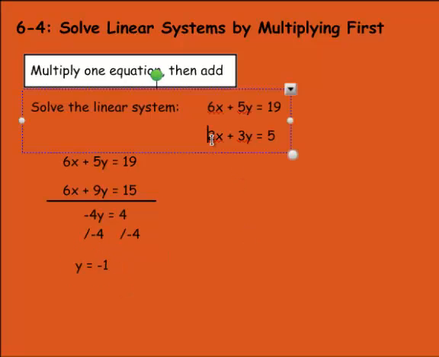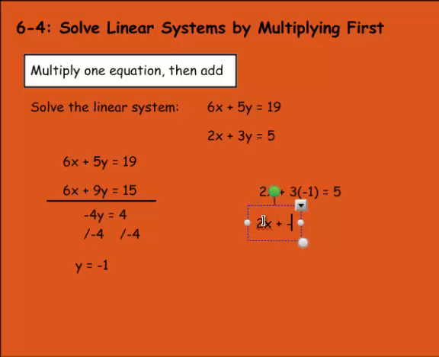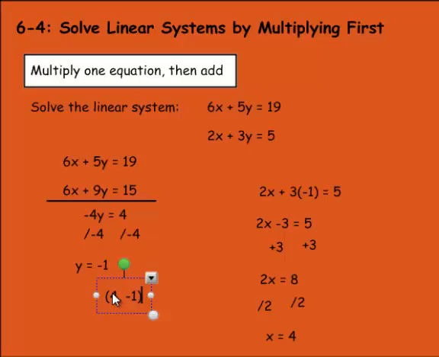Then I could plug in the negative 1 for y on this equation, so 2x plus 3 times negative 1 would equal 5. So 2x plus negative 3, or 2x minus 3 equals 5. Add 3 to both sides. Then I would have 2x equals 8. Divide both sides by 2. Then x would equal 4. So y equals negative 1, x equals 4. So my coordinate point would be 4 and negative 1.